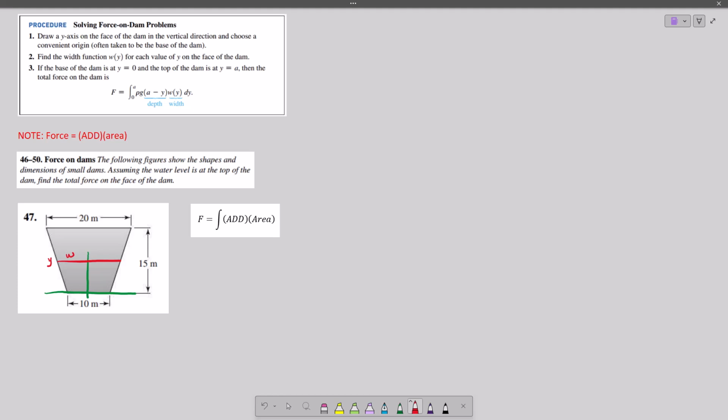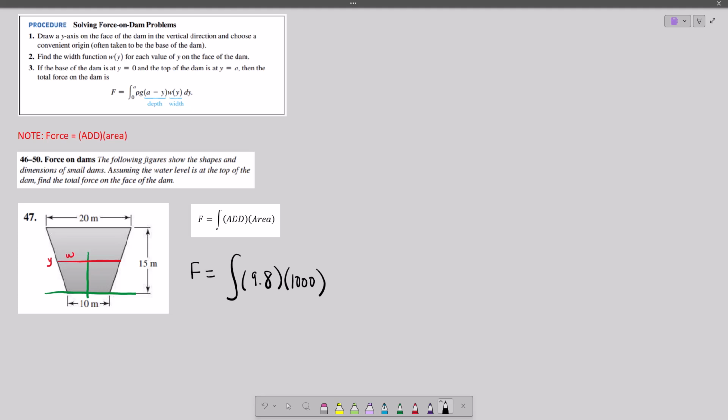And the ADD part really doesn't even matter on the picture so much. The part that the picture really helps us with is that area piece, which we'll get to in a moment. So ADD: acceleration due to gravity, that's 9.8. Density: we're dealing with water, so we're back to the 1,000. And then how deep is that horizontal element?